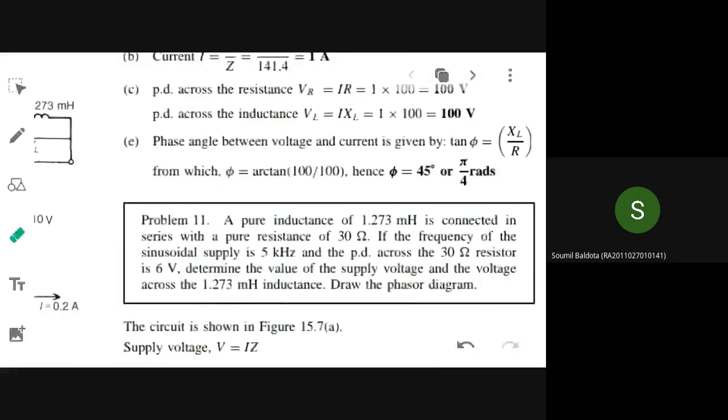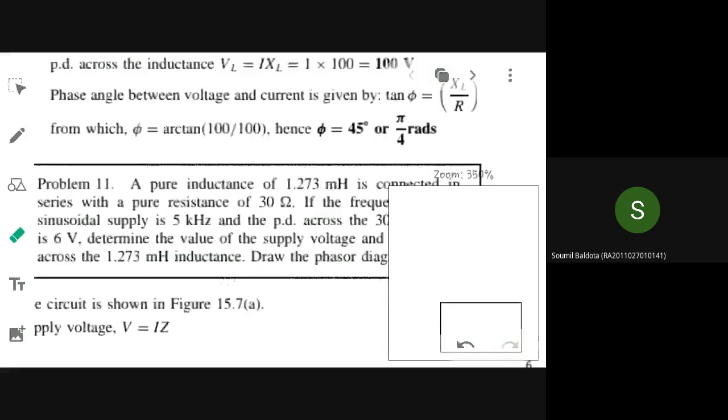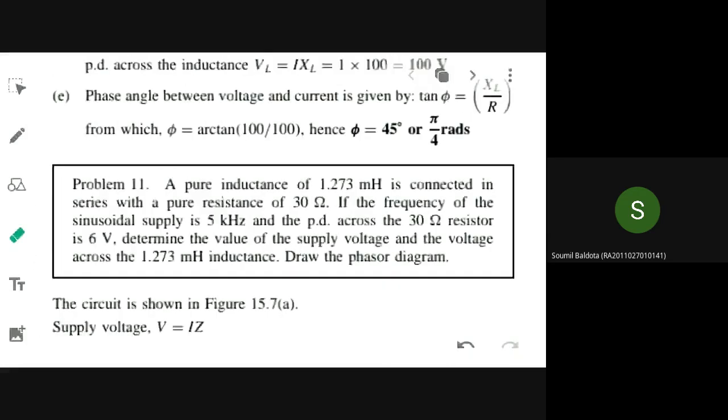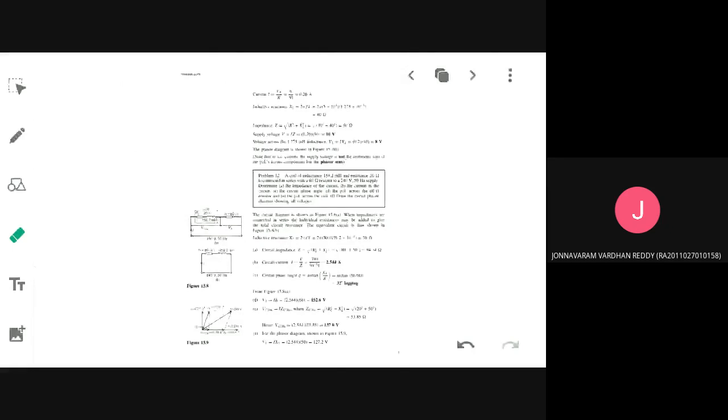Okay, but it is not asked. So only if it is asked, you find out. They have asked only the supply voltage and the voltage across the inductance. Supply voltage is 10 volt. What is the inductance voltage? 8 volt, ma'am. Okay, 8 volt is correct.